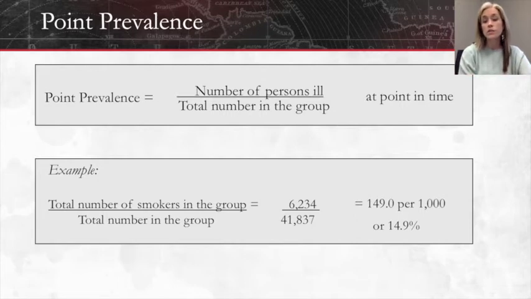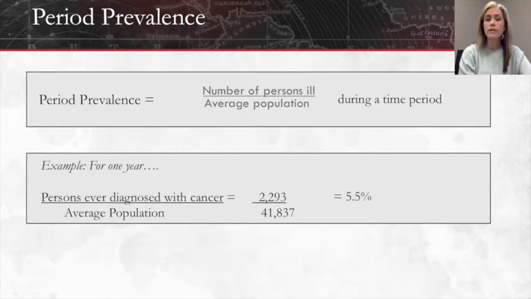So point prevalence, just the number of persons ill over the total number in the group. So obviously the reason why this is a proportion is because the numerator numbers are also found in the denominator. So an example, total number of smokers in the group, however that group may be defined, over the total number in the group. Now you have point prevalence, but you also have period prevalence.